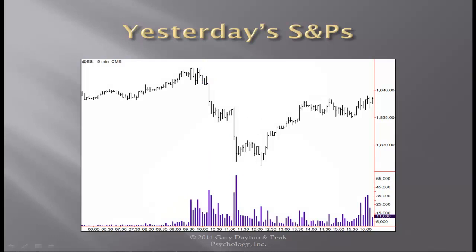What's this? Oh, yesterday's S&Ps. This was kind of interesting. I put this on as a last chart here. Some interesting things occurred. Again, we see very similar things over and over again when the markets heat up and are really good for trading. Today in the S&Ps was a crummy day to trade. You know, it wasn't even worth it.